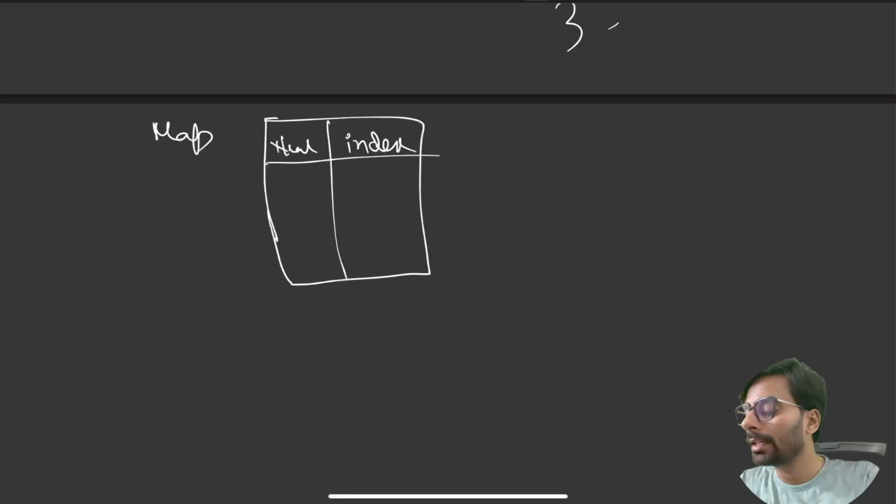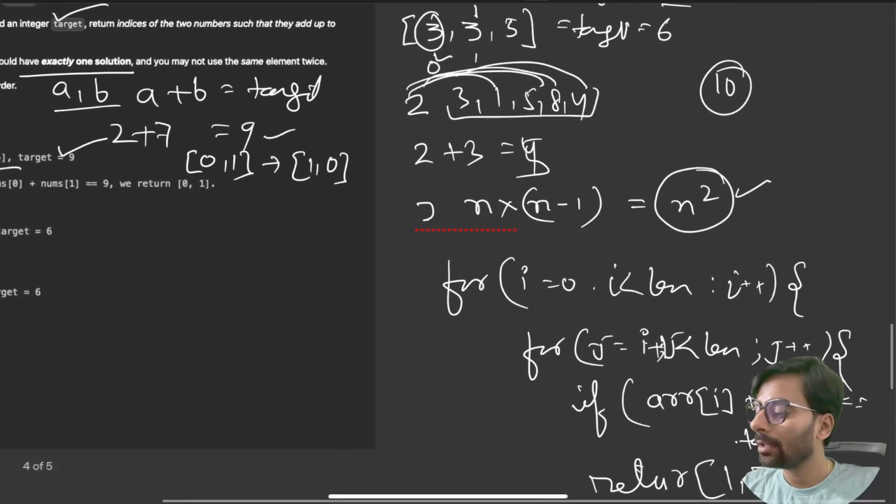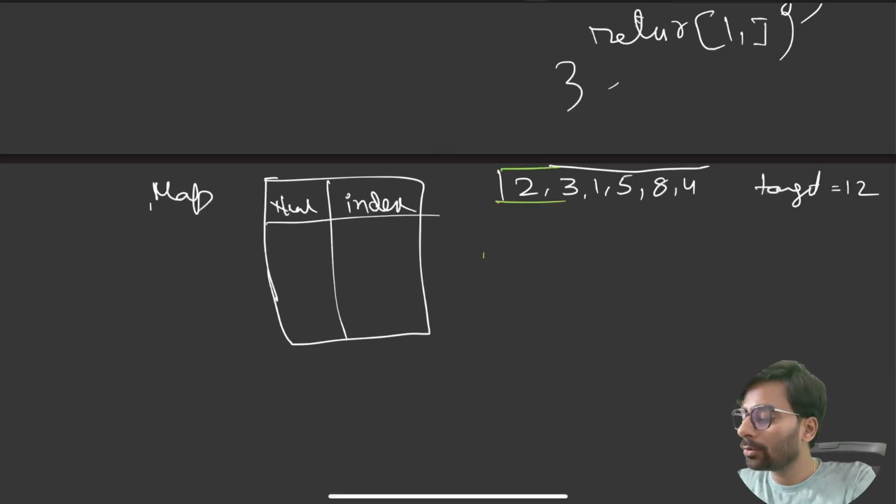So the key will be the value, and the index will be the index of occurrence, right? So if I take this example here, 2, 3, first we will come across 2, right? So we will try to see whether we have the complement of 2 or not. What I meant by complement is that we have to reach 12.